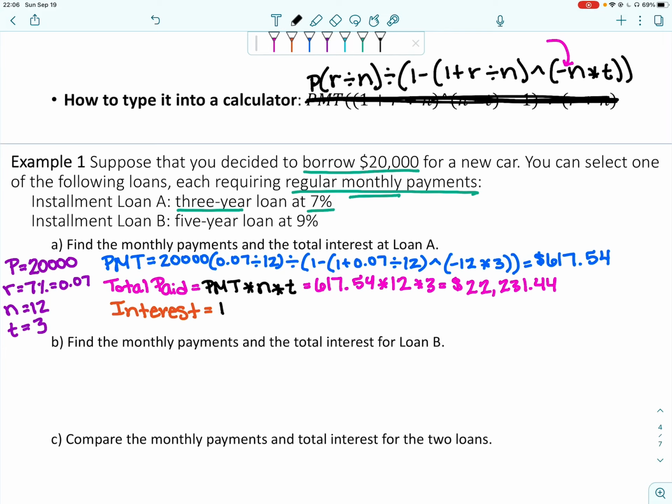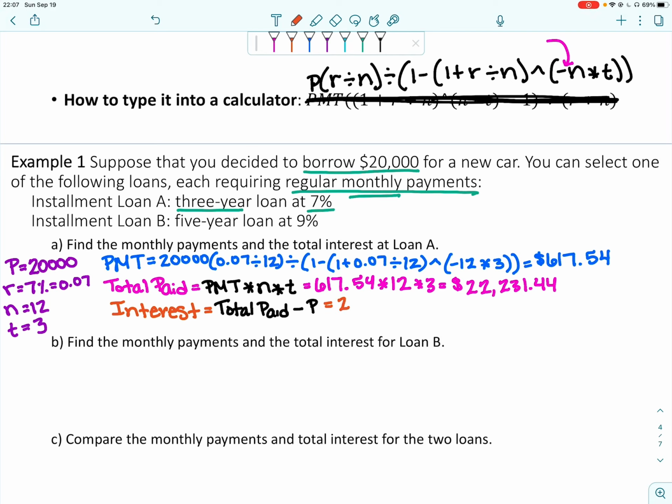That's found by taking the total paid minus the principal, the amount that we borrowed. Because when we have loans, the interest is any amount in addition to the amount that we borrow that we have to pay for borrowing that money. It's basically, hey, I'm going to let you borrow this $20,000, but I'm not going to let you do it for free. You're going to pay me extra at a rate of 7% for the privilege of being allowed to borrow my money. That's what the bank says.